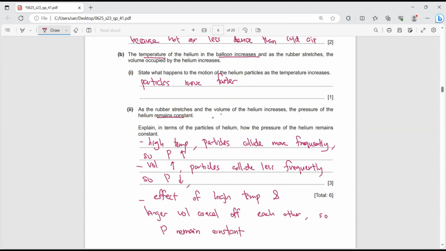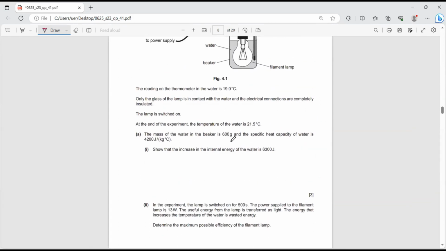So long. Okay, so show the increase in the internal energy was this much. So Q equals mc theta. 600 divided by 1000, change to kg, okay? The c is 4200, theta, the reading is 19 at the start. At the end, it's 29.5, so 29.5 minus 19, okay?